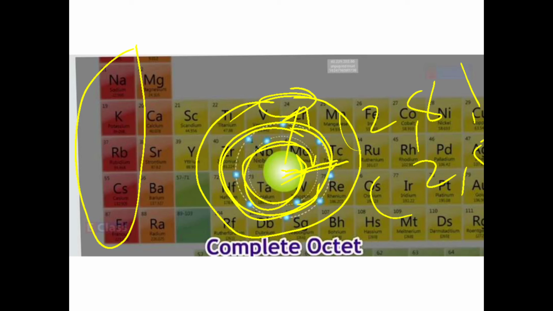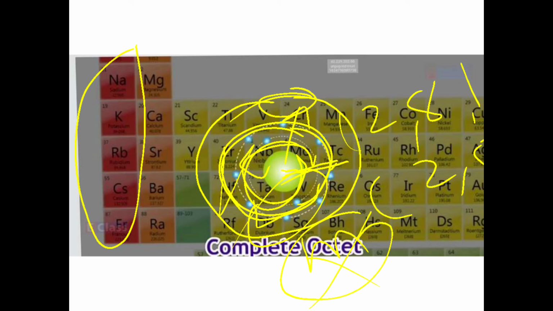What exactly happens is the penultimate shell. What do you mean by penultimate shell? The shell one before the last shell. If there are 3 shells, K, L, M, then M is the last shell, and L is called the penultimate shell. So the penultimate shell is a complete octet, and therefore it results in the formation of a cation and becomes stable.